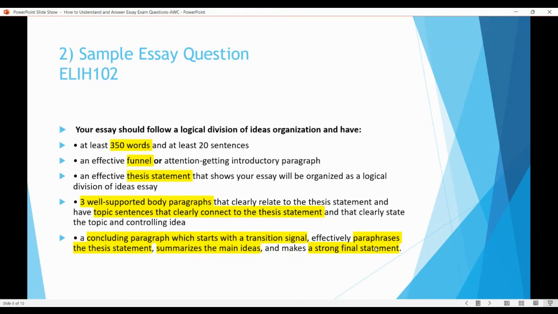So let's refresh what we have talked about, a concluding paragraph here. So you start with a conclusion signal, then you summarize what you have said before in body paragraphs, then you paraphrase actually the thesis statement, then you summarize what you have said before, and then you can end with a final statement. You can end with a final comment.